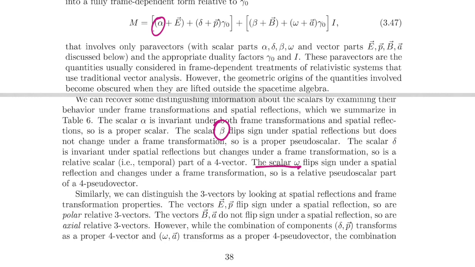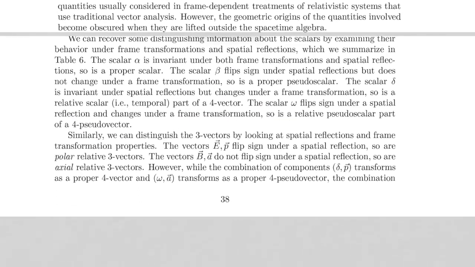The scalar omega flips sign under spatial reflection and changes under a frame transformation. So it is a relative pseudoscalar, part of a 4 pseudovector. So that's this guy here, right? Well, that gamma 0 is what drives its change under frame transformations, and flipping the sign of any one of those spatial directions or all three will give you its parity, right? So it changes parity. So that's all good.